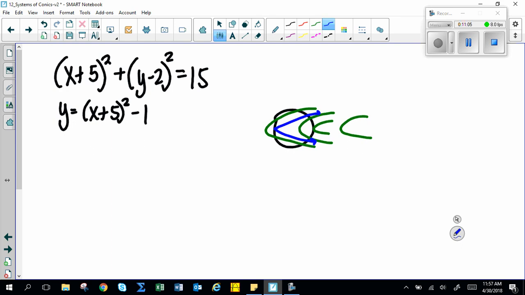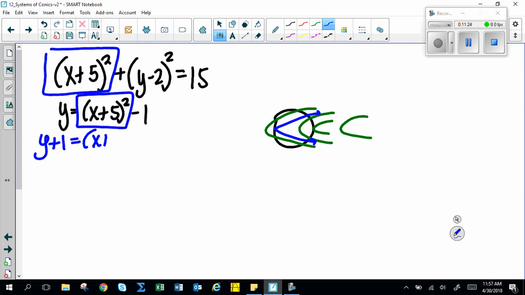Okay, so because I see something that these guys have in common. Do you guys see that? They both have this x plus 5 quantity squared. So I'm going to take this second equation and I'm going to isolate my x plus 5 quantity squared. So I'm going to say y plus 1 is equal to x plus 5 quantity squared. Are you guys okay with that? I took that second equation.